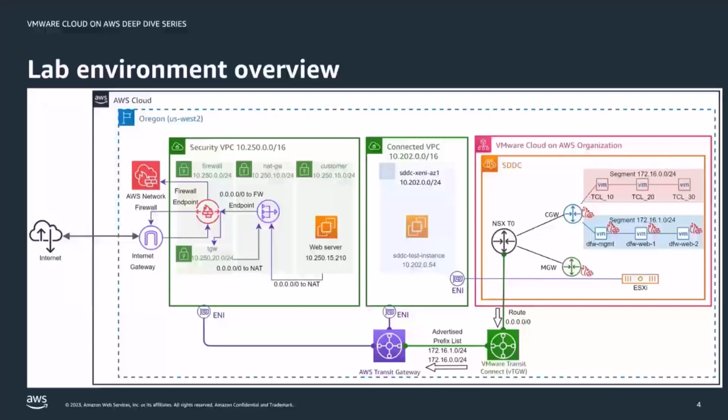So to make it work, one of the things we need to do is forward all traffic from our SDDC all the way to our AWS Network Firewall for inspection. To be able to do this, we are using VMware Transit Connect, and our SDDC is configured with a default route to send traffic to Transit Connect and then going all the way for traffic inspection. So we start our demo with a simple task.